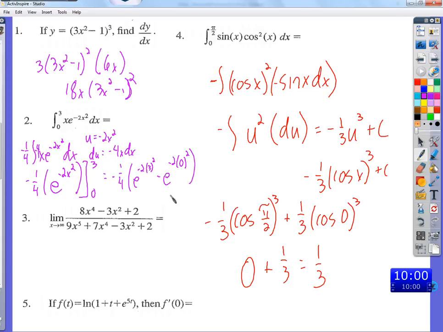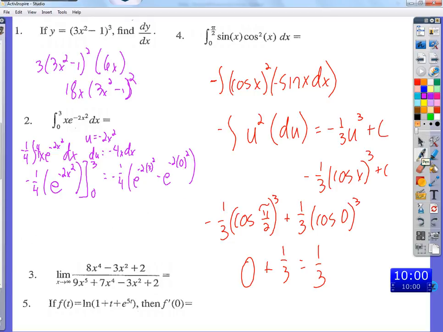So we get e to the negative 18, right? Minus 1. So there's that. And this is the multiple choice section, so there'll be some multiple choice that is some form of that, to be able to work with that.